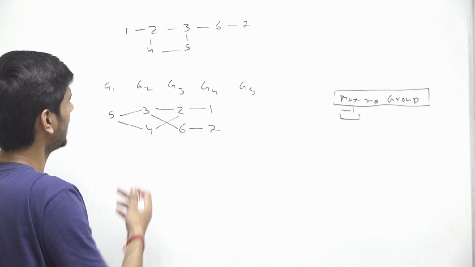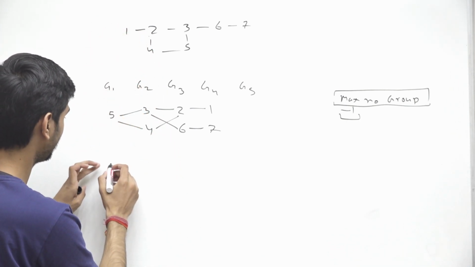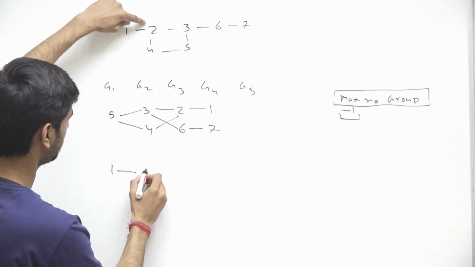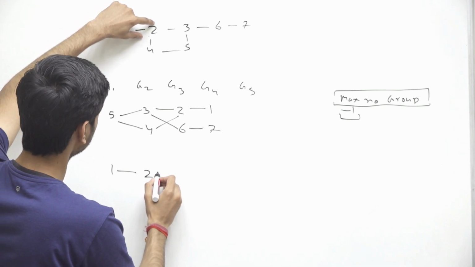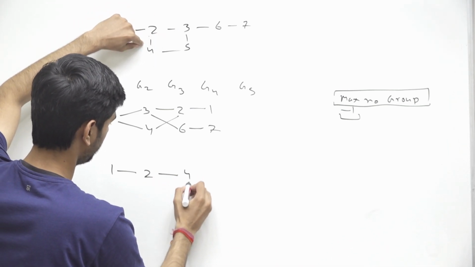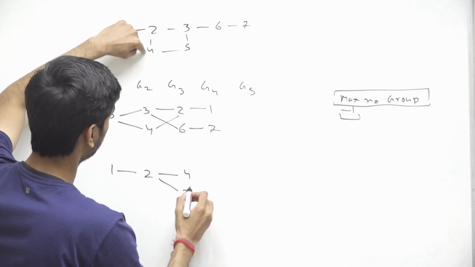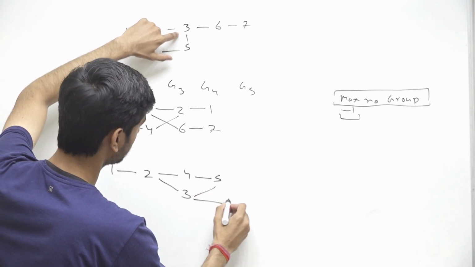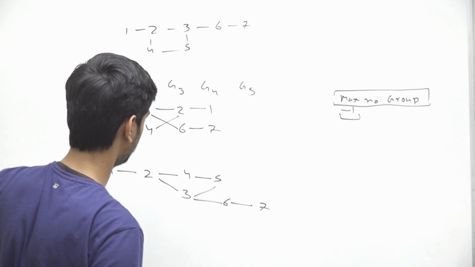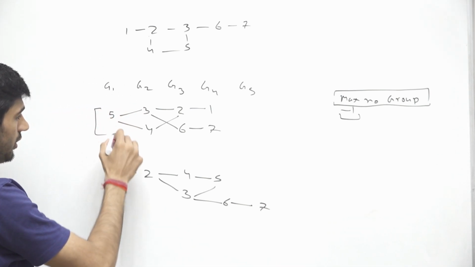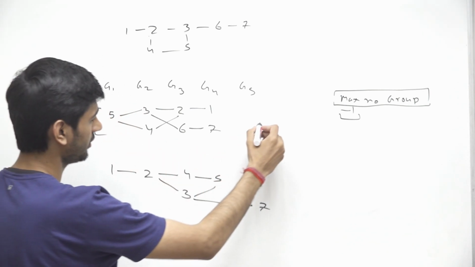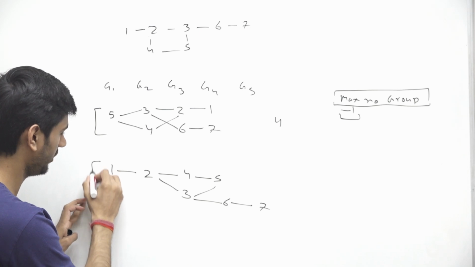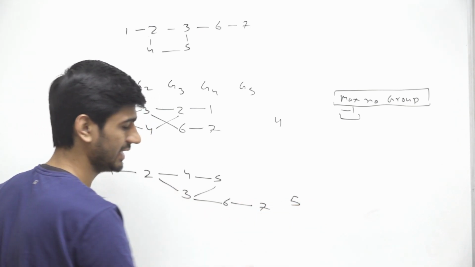Now if we start from 1, the adjacent of 1 is 2, so 2 should come here. Now for 2, 3 and 4 should come here. Now for 4, 5 should come here, and for 3 also 5 should come here. For 3, 6 should also come here, and for 6, 7 should come here. So in this way we were able to divide our graph into 4 groups, and in the earlier way we were able to divide our graph into 5 groups.